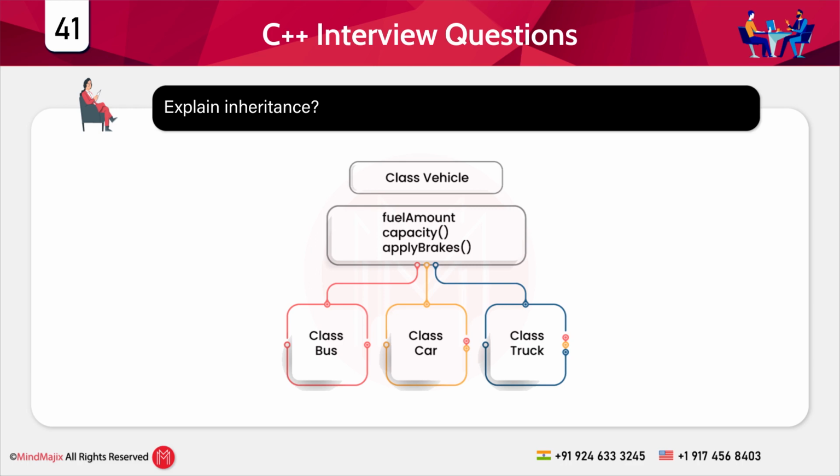Guys, just to give you an example, as you can see here we have the base class, which is class vehicle. For class vehicle, you have various features like fuel amount, capacity, the kind of brakes. From this base class, you can have derived classes like class bus. Bus is a vehicle, class car, car is also a vehicle, and then you have a class truck. Truck is also a vehicle. The properties of class vehicle are passed down to the class bus, class car, and class truck. The most significant aspect of inheritance is that it allows for code reuse.